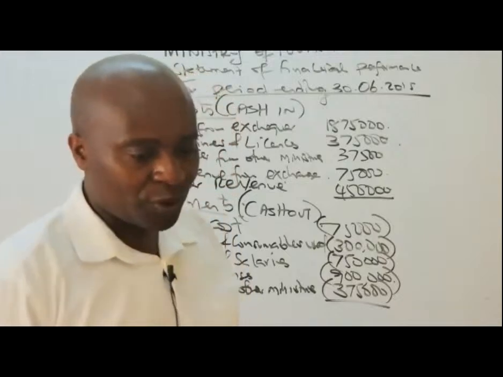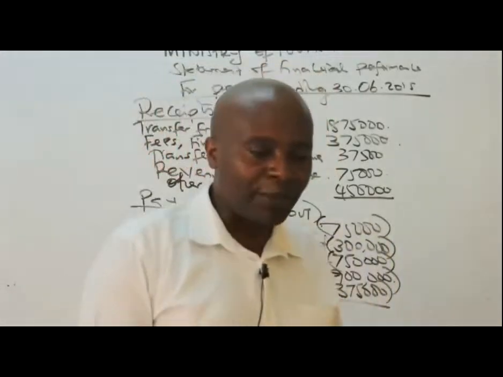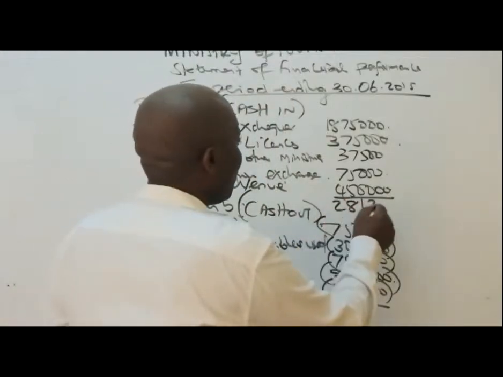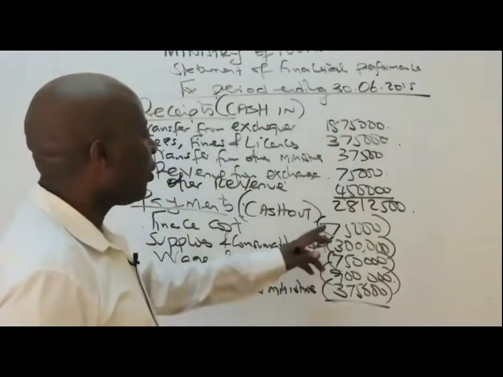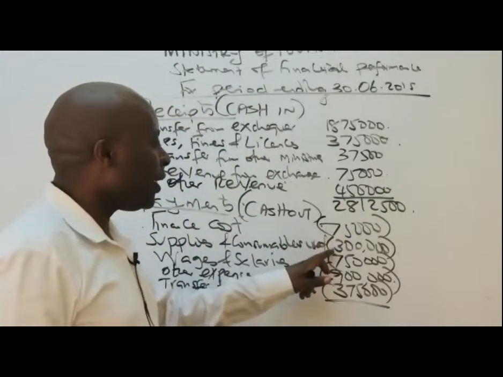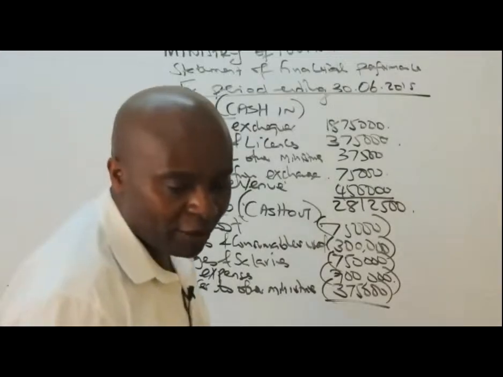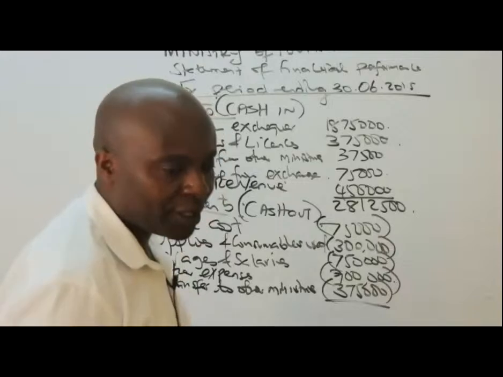28,12,500. So Z is saying this 28,12,500 has been confirmed. So could you kindly go and take away these figures that are in brackets, the cash outflows? Please subtract for you to give me a surplus or a deficit.